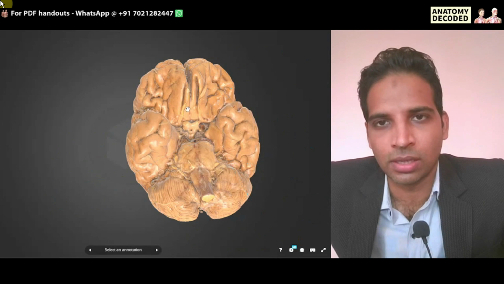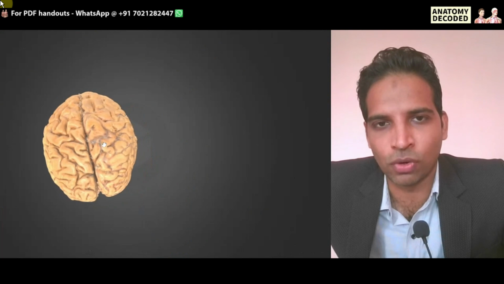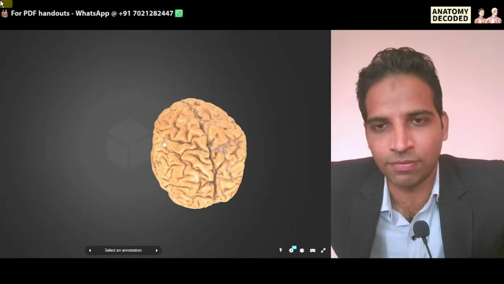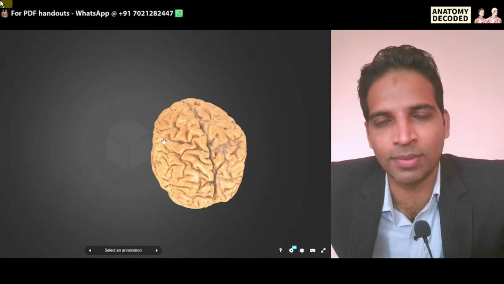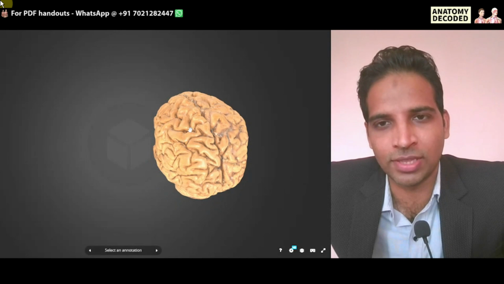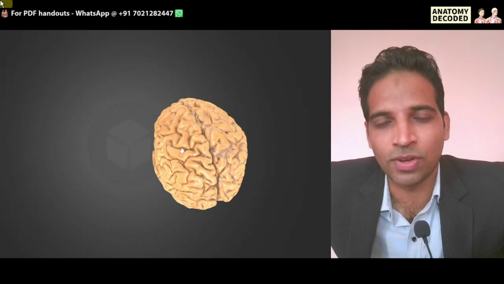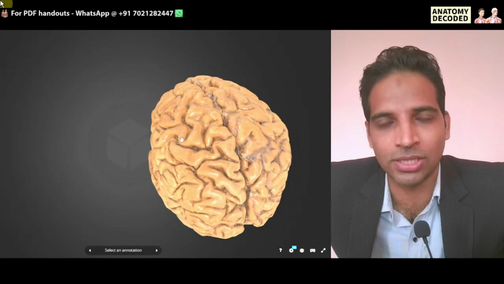So we have covered the different surfaces, borders, and poles of the cerebral hemisphere, the different lobes and how they are divided, then the sulci and gyri in relation to each surface, and also the functional areas in relation to the sulci and gyri, which are important. I'll add that in the PDF handout that I share with you all.